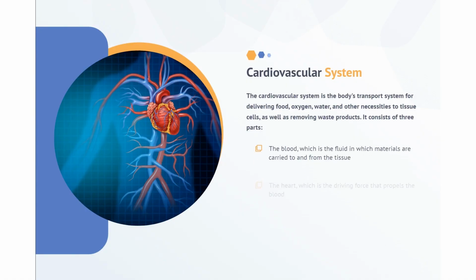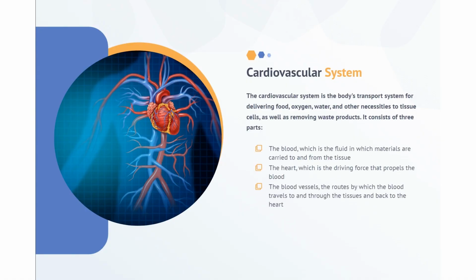Cardiovascular system. The cardiovascular system is the body's transport system for delivering food, oxygen, water, and other necessities to tissue cells, as well as removing waste products. It consists of three parts. The blood, which is the fluid in which materials are carried to and from the tissue. The heart, which is the driving force that propels the blood. The blood vessels, the routes by which the blood travels to and through the tissues and back to the heart.